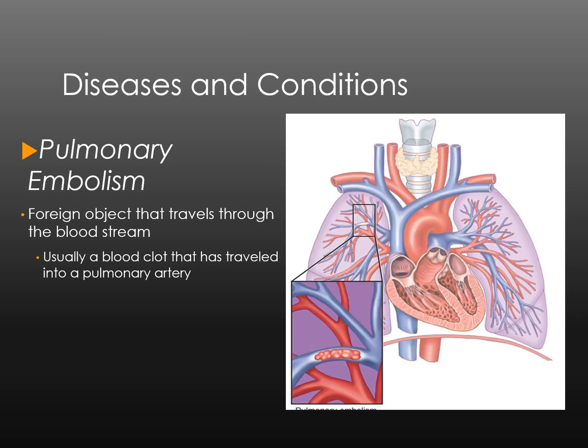So our disease here, our first condition is pulmonary embolism. So an embolus is a foreign object that travels through the bloodstream. You can see in the box image there, there is an embolus in the blood vessel of the pulmonary artery. So that's dangerous because that embolus can travel and can completely block the circulation.